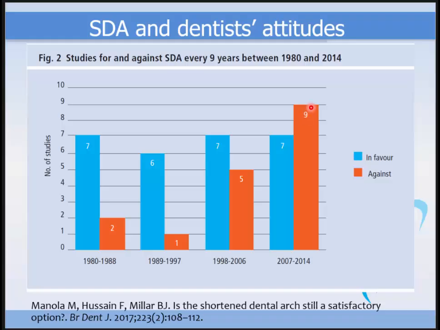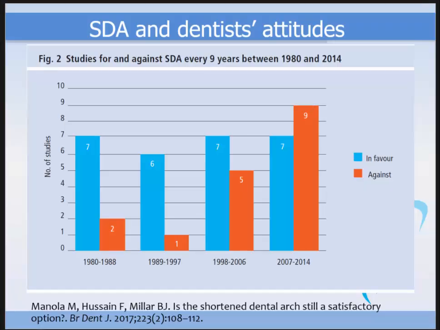You may want to explore further in each of the papers from the systematic review to read what they researched and why the results were against the SDA. Overall, you can see that the number of research papers in favor of the SDA is actually more than the number against the SDA.